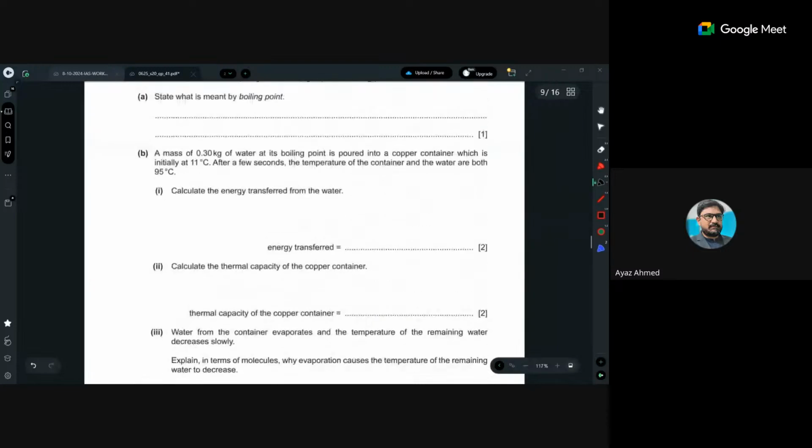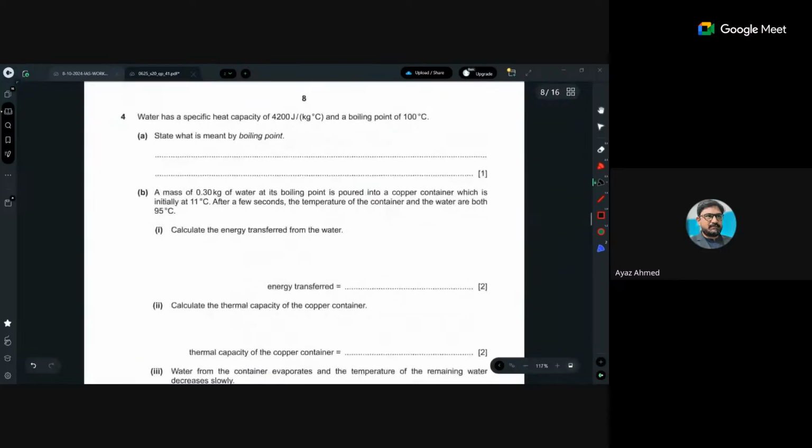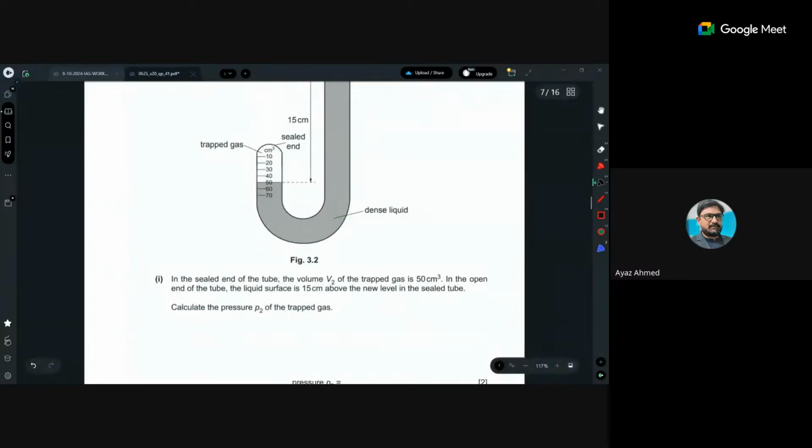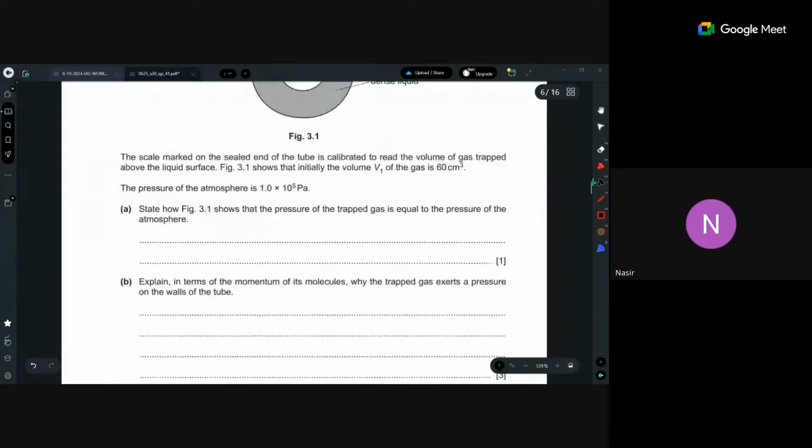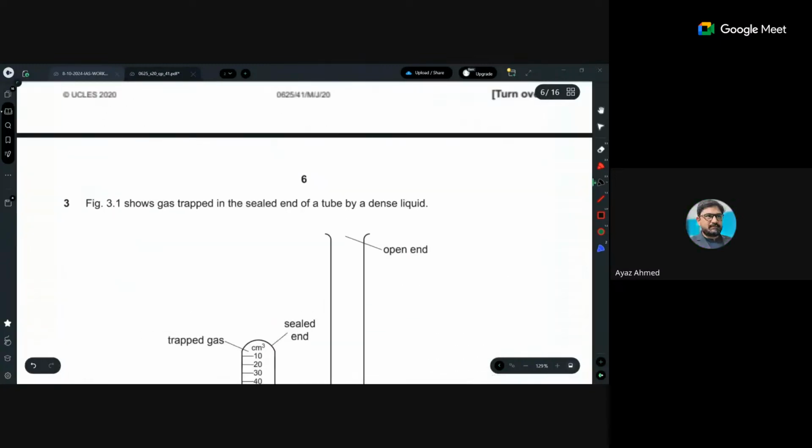So next two questions are from thermal. This one is there, pressure. Let's try to solve it. This was also in the barometer topic. Yeah, that was also in the topic.